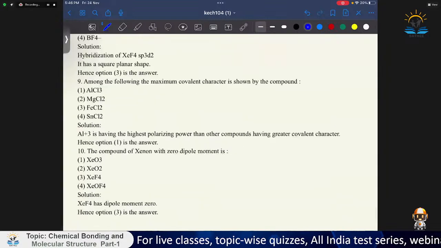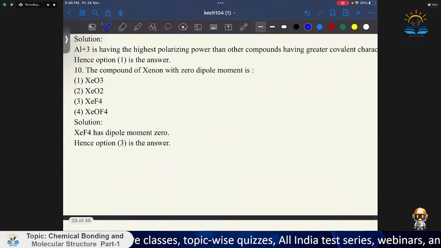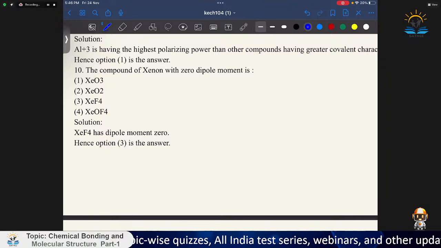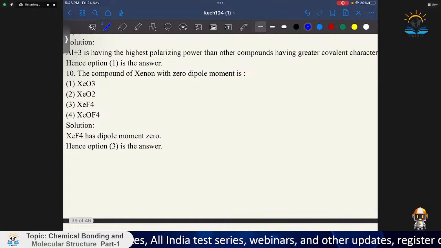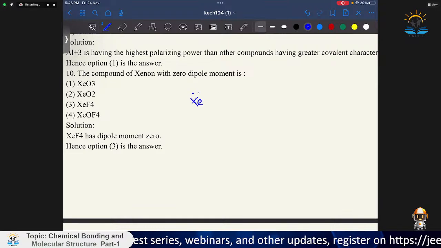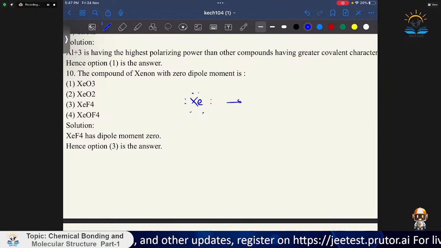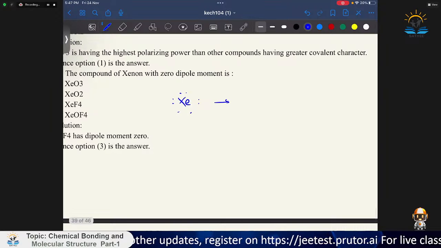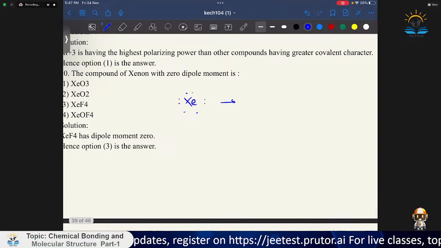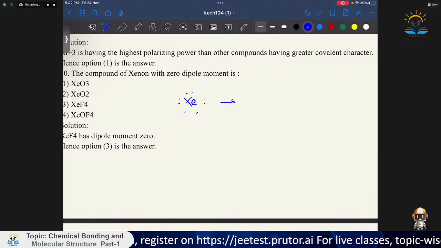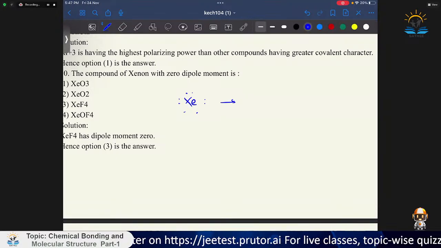Now, a dipole moment question we can solve. This is question number 10. The compound of xenon with a zero dipole moment is. We will try to draw Lewis dot structures and see how each compound looks. Xenon as a whole is a noble gas and it has a complete octet. We'll give it some reasoning. Okay, let's see.